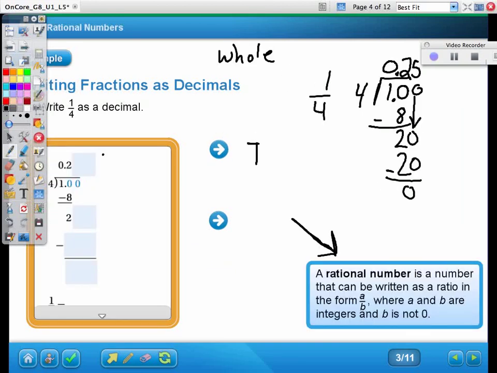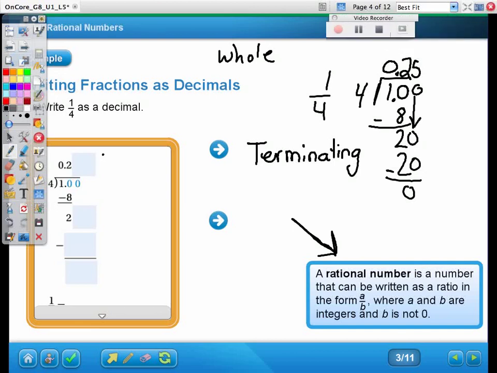These words, terminating and repeating, are vocabulary words, and I'm going to expect to see those under the vocabulary section of your notes. Terminating means to end. Think about the Terminator. He ended things. Actually, he ended people, which is very sad in the movies. But that's how I remember what terminating means.